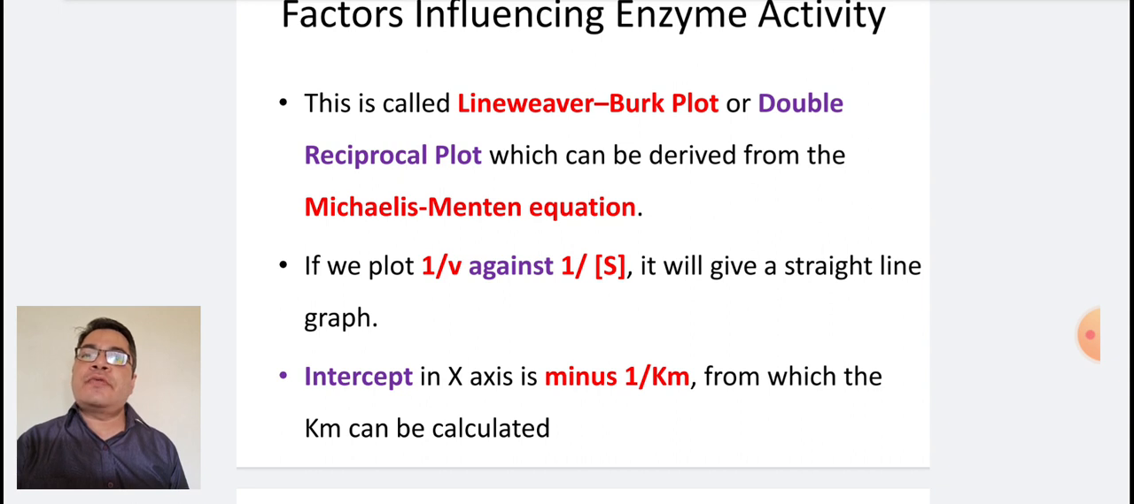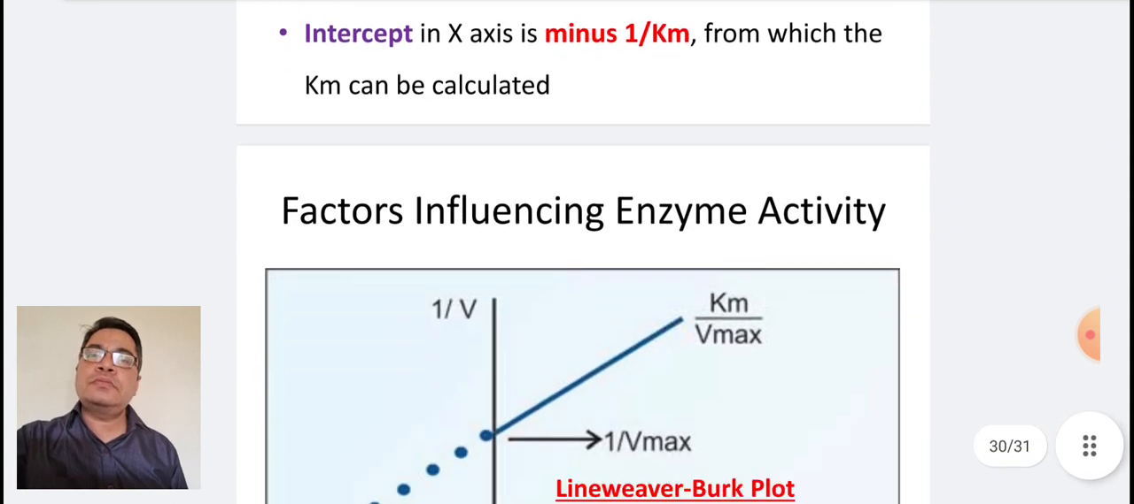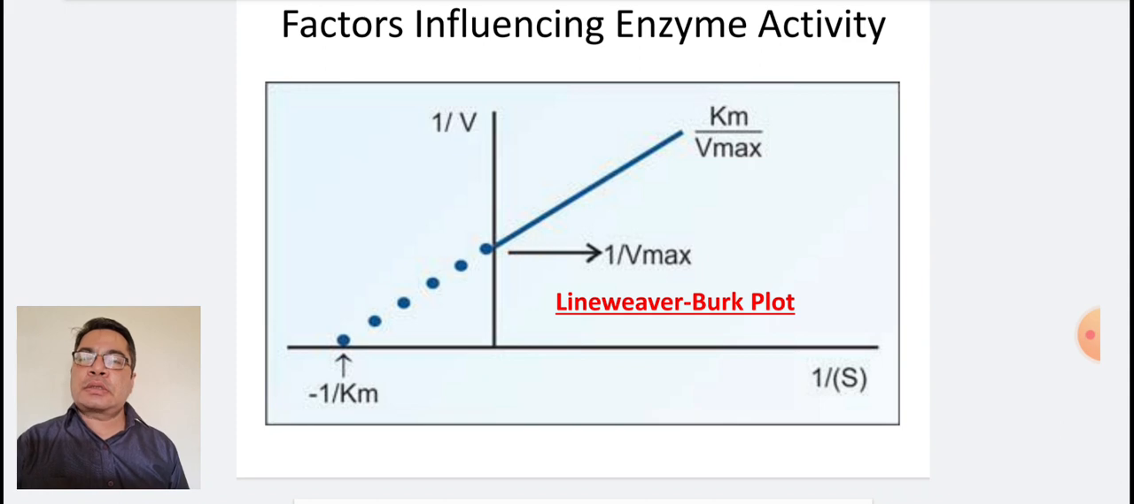This is called the Lineweaver-Burk plot or a double reciprocal plot, which can be derived from the Michaelis-Menten equation. If we plot 1 upon V against 1 upon S, it will give a straight line graph. The intercept on the x-axis is minus 1 by Km, from which the Km can be calculated. In this graph, we can see that 1 upon V is plotted against 1 upon S, where minus 1 by Km value is obtained at the negative side of the x-axis.